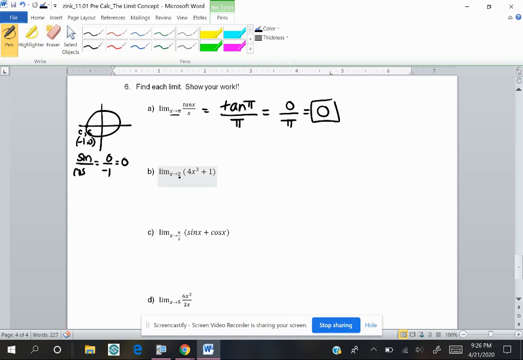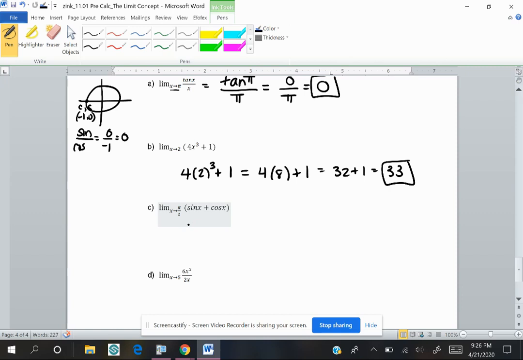All right, the next one, limit as x approaches 2. Again, what we're going to do is take out the x and put in a 2. Then you can type it in your calculator, but I'd like you to try to do it without. Do your order of operations. So 2 to the third, or 2 cubed, is 8. 4 times 8 is 32, plus 1 gives me 33. So 33 is my limit as x approaches 2.